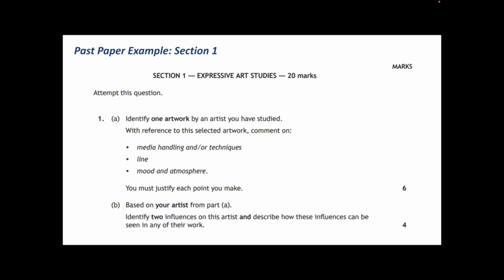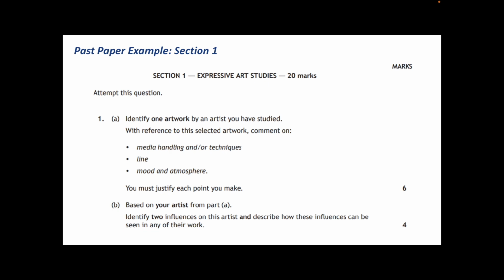You'll notice that it says you must justify each point you make. This means you should follow the structure you've learned in class for writing your answers by using the point, evidence and explain format. You won't get a mark for just stating a point. You must justify it by providing evidence and an explanation to earn the mark.